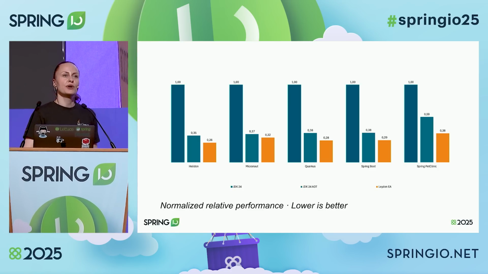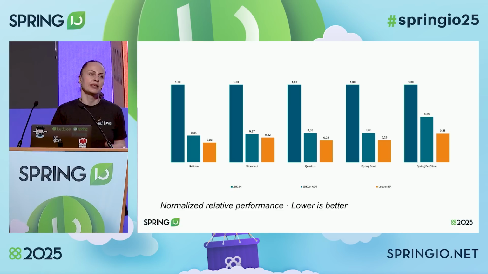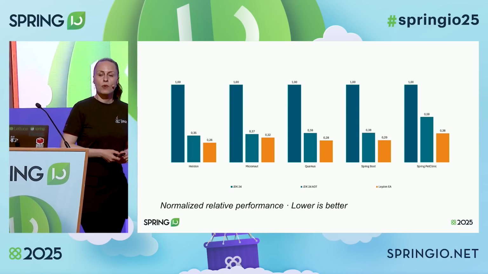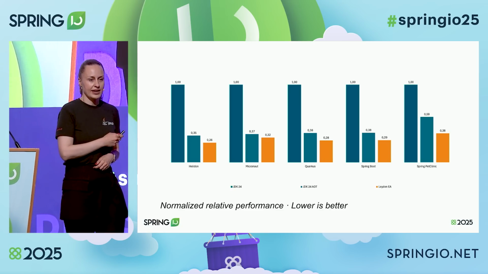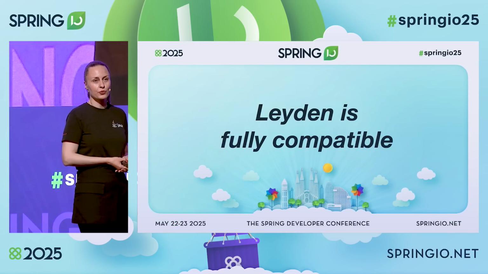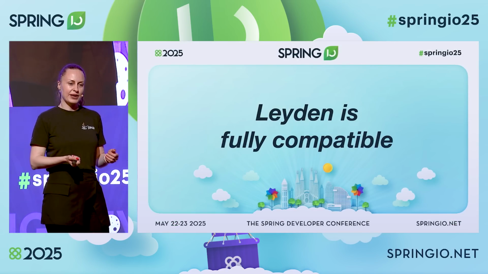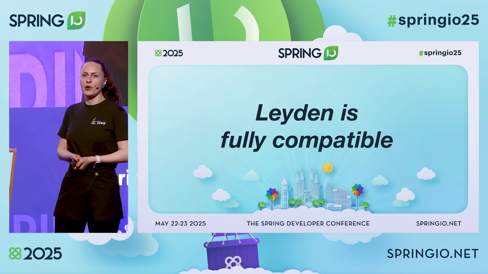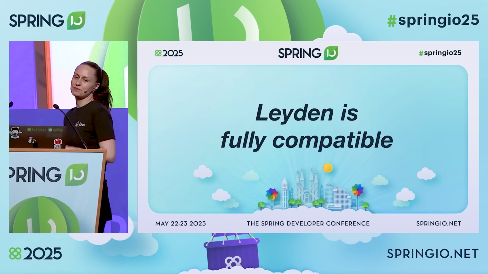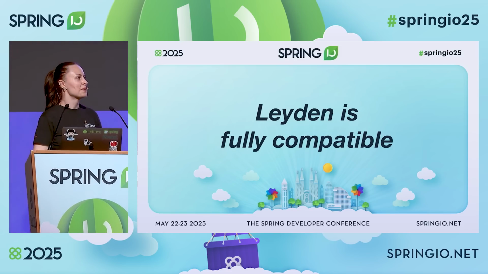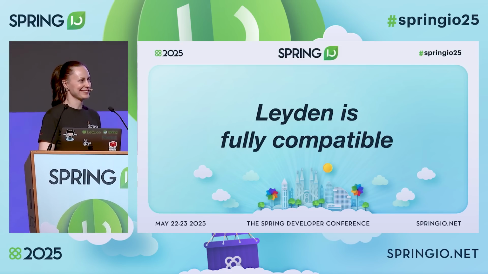So Leyden has already delivered a lot of compelling performance gains, with more to come. And it does all that while remaining fully compatible with the Java specification of the Java platform. And to tell you more about how this works for Spring Boot specifically, I invite on stage Moritz from the Spring team.